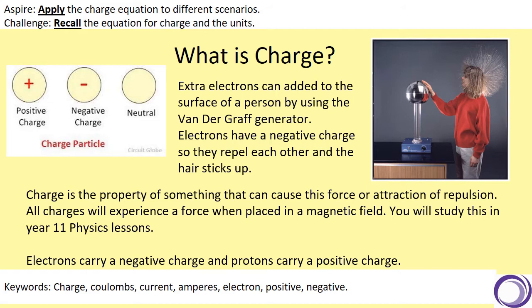Electrons carry a negative charge then, and protons carry a positive charge. So you've got that link to chemistry there. Protons are positive, electrons are negative, and a neutron would be neutral. In an atom, you would have the same number of protons as you do electrons, so you have the same number of positive charges as you do negative charges, which means that it's neutral overall. They've cancelled out. It's not positive or negative.